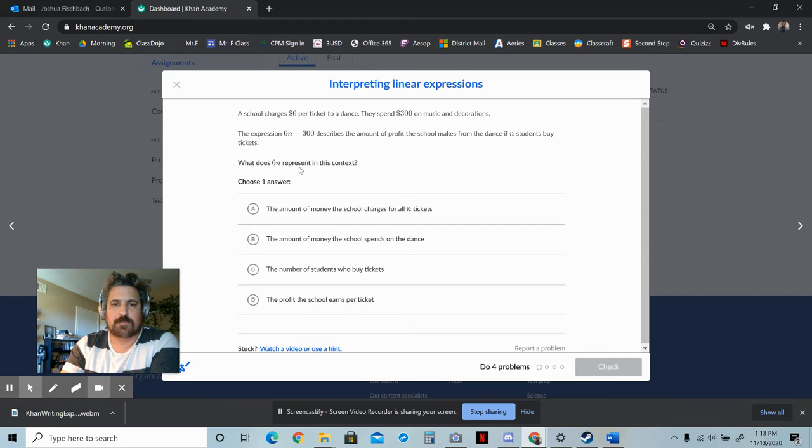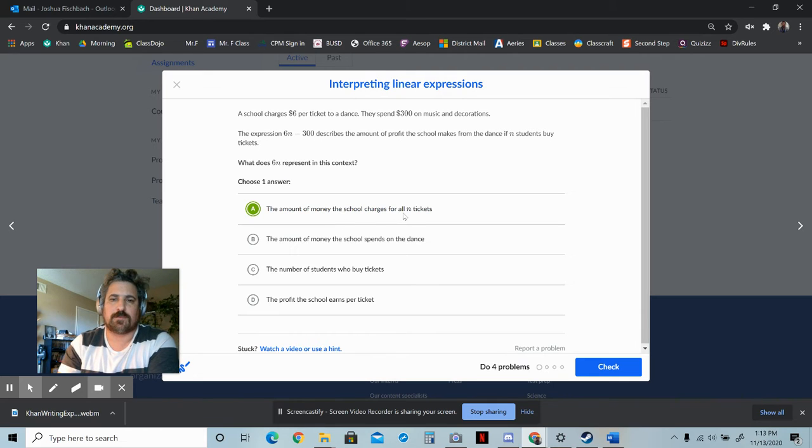So what does 6n represent in this context? So 6 times n is going to be $6 per ticket. So basically this is the total amount of money raised by the ticket sales. So this is the amount of money the school charges for all n tickets, the amount of money the school spends on the dance, the number of students who buy the tickets, the profit the school earns per ticket. So it's obviously A. So it's the amount of money the school charges for all n tickets. So however many tickets they sell times $6 a ticket gives the total amount they charge for all the tickets.